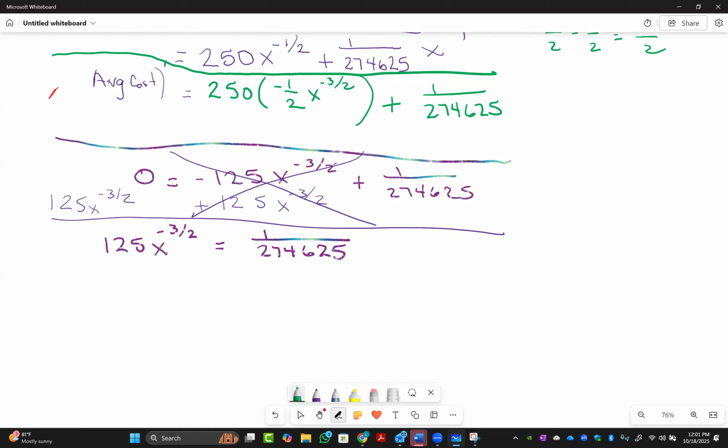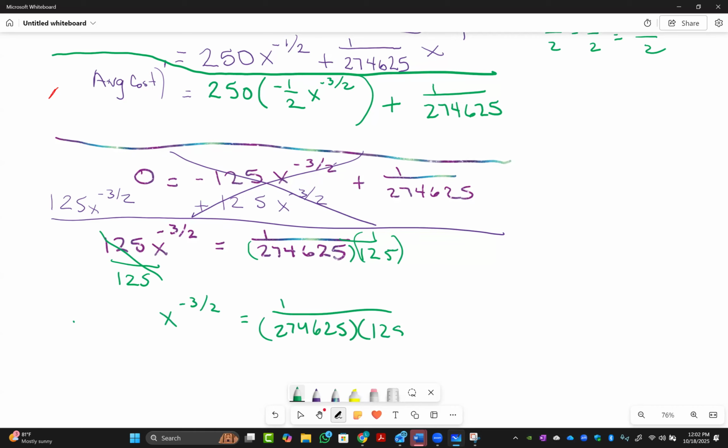We're still in good shape. What do I do next? Divide by 125 on both sides. That's what I would do, which is probably the same as multiplying by 1 over 125, right? Okay, so we have x to the minus 3 halves equals 1 over 274,625 times 125. I don't care what the number is. You don't have to put it in the calculator yet.